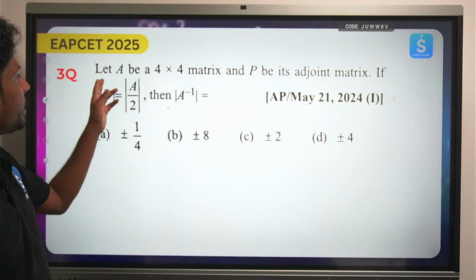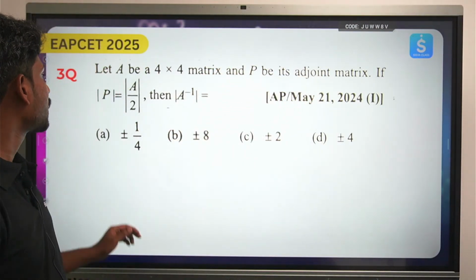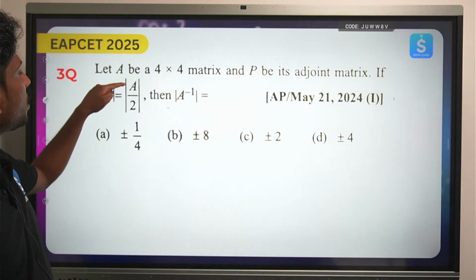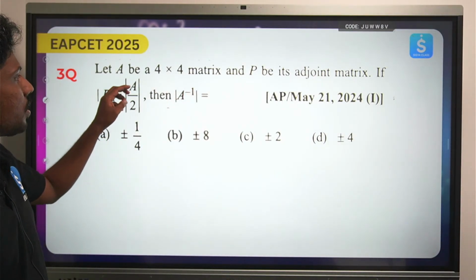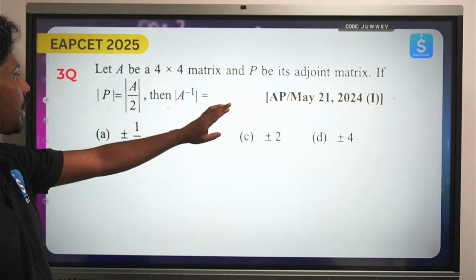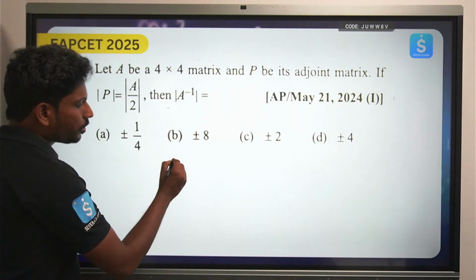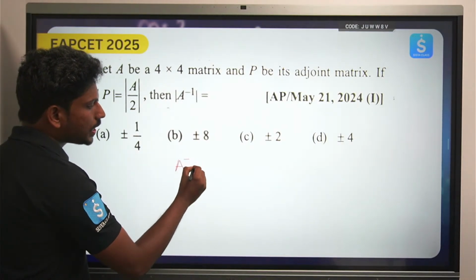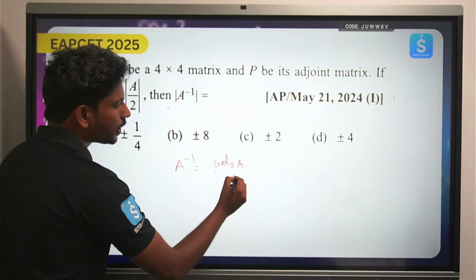Next, look here. Let A be a 4x4 matrix and P be the adjoint of the matrix. If mod P is equals to det A by 2, then A inverse is equals to what? Okay, so he's saying P is the adjoint of the matrix where det P is equals to det A by 2. So, look here, A inverse is equals to adjoint A by det A.